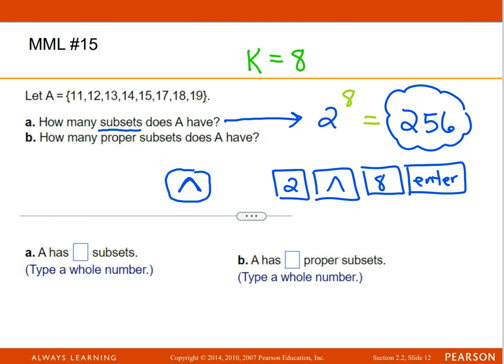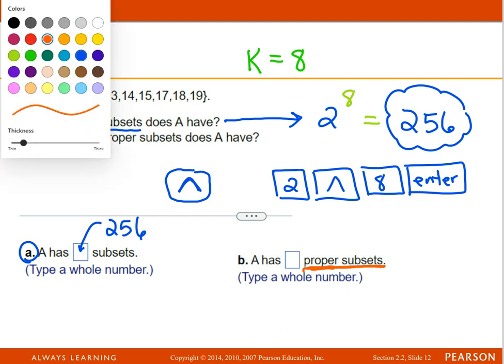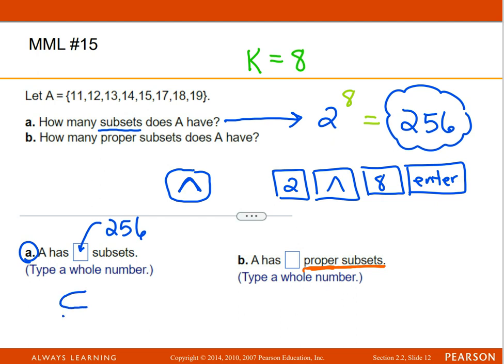Now that is the answer to A. In this box right here, there will be 256 subsets. When you get to part B, part B wants to know how many proper subsets there are. Now remember, the symbol for a subset is the sideways U with the line underneath of it. But a proper subset is just this one without the line underneath of it, which means they're leaving out the set itself. Every set is a subset of itself. But if it's a proper subset, it'll be smaller.